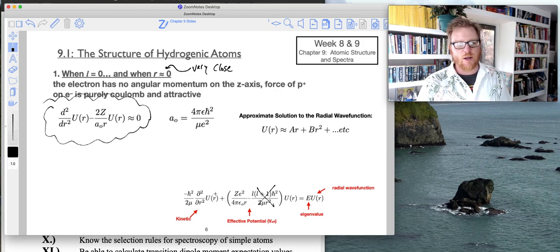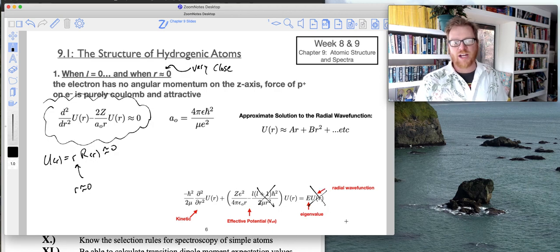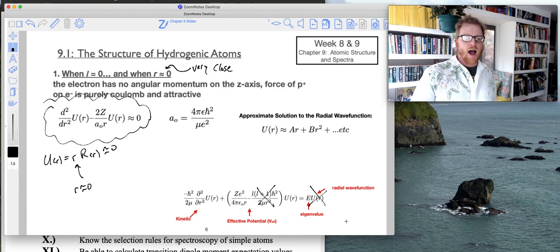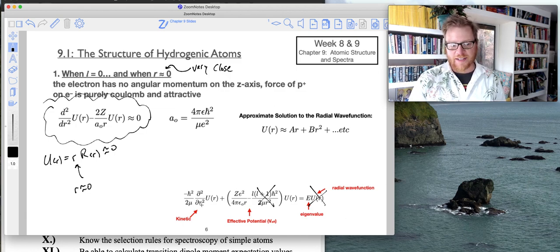And also, why does this approximately equal 0? Well, it's approximately equal to 0 because we know that u of r equals r times R. And if this R is nearly equal to 0, then that makes the whole function nearly equal to 0. So that's where this whole side of the equation eliminates. And we don't eliminate it over here because, again, we're taking an operation on it. We're doing a derivative on it.